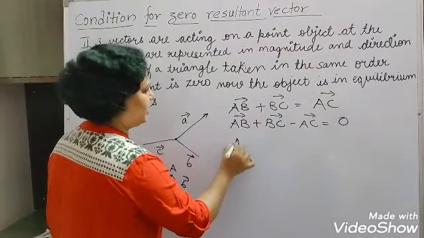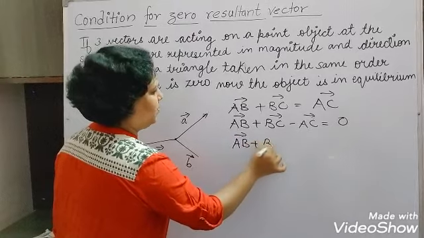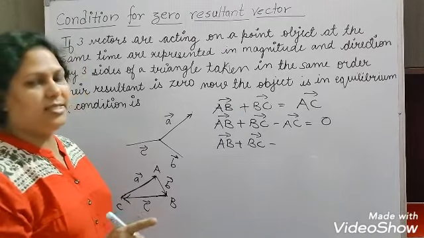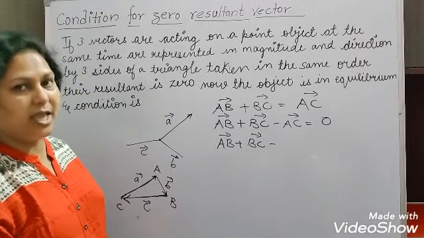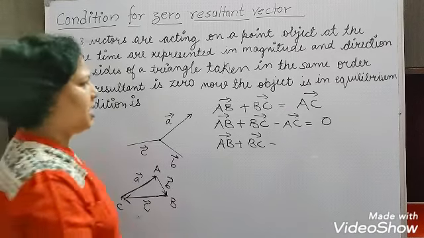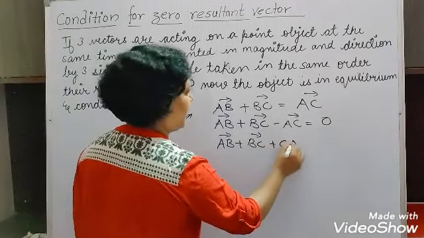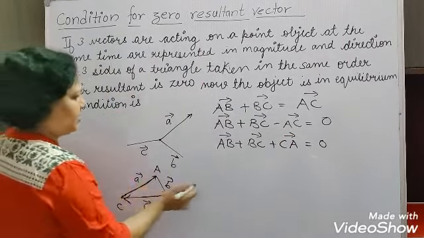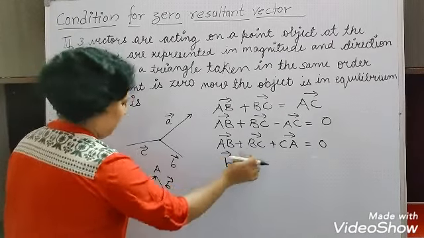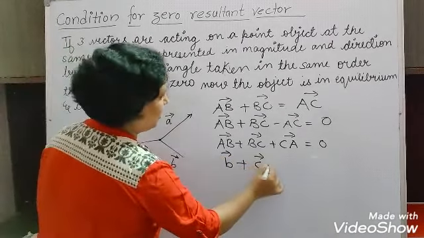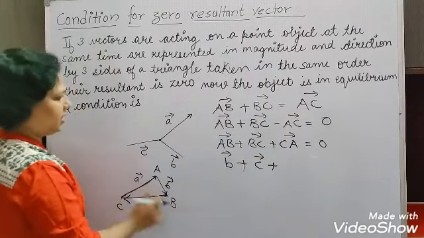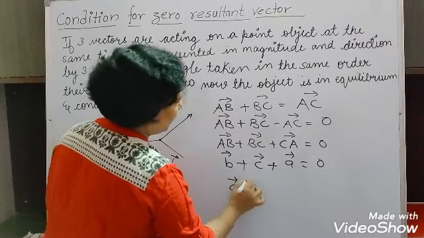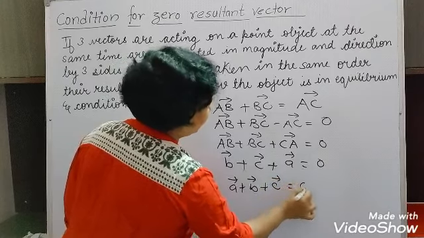Now you will see here, this is AB plus BC, and the vector represented by minus AC, we can write as plus CA, just the opposite of AC. So AB plus BC plus CA equals 0. Now AB is representing the B vector here, BC is representing the C vector here, and CA is representing the A vector here. What is the resultant now? The resultant of these three vectors is 0.